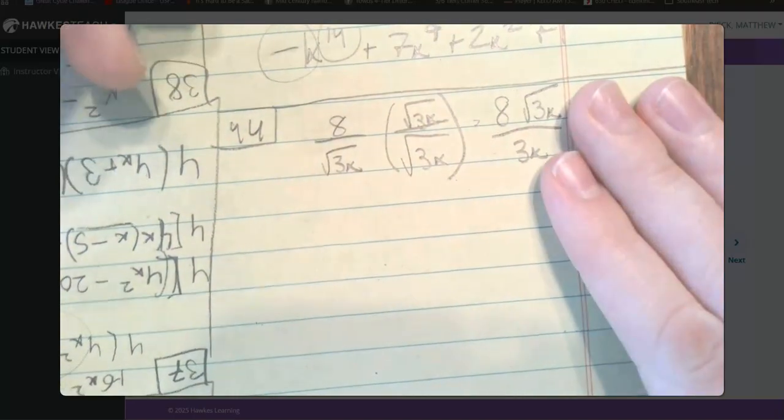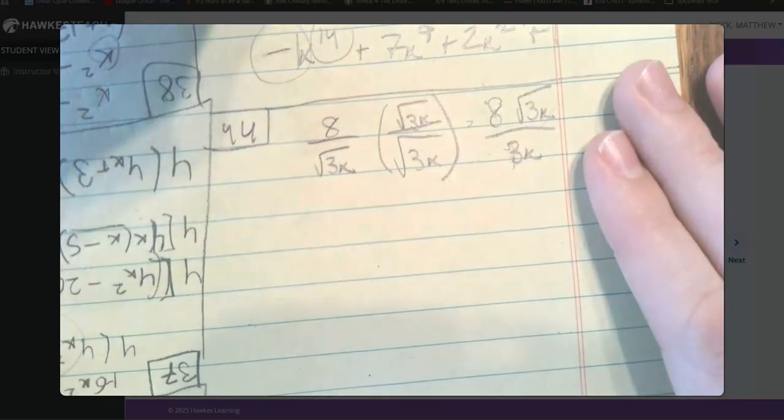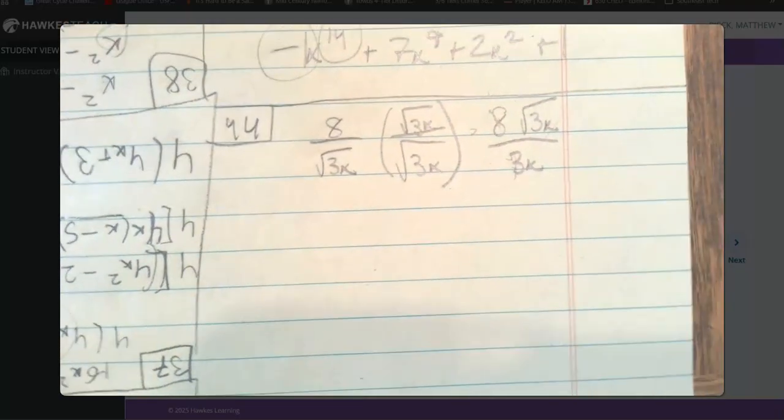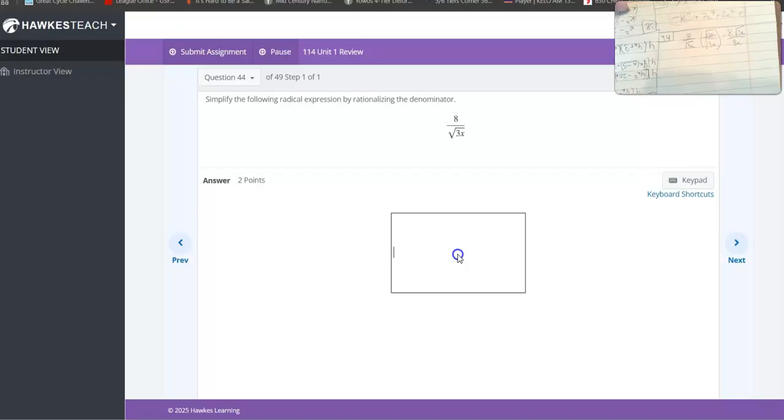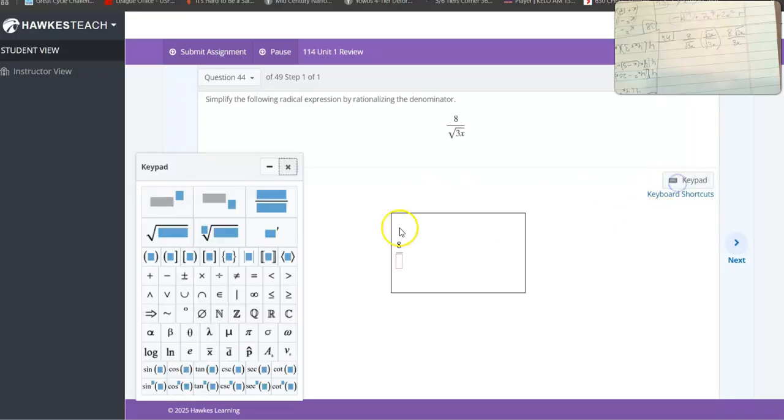Which, if we can simplify this any further, like if we had any common factors between the 8 and the 3, we would do that. In this case, you can't, so that's going to be your simplified form. So you have 8 square root of 3x over 3x.